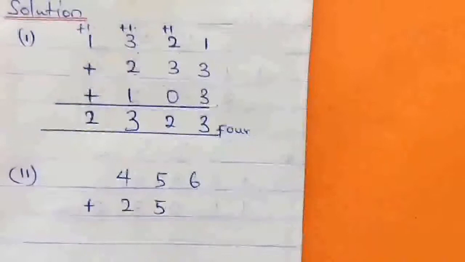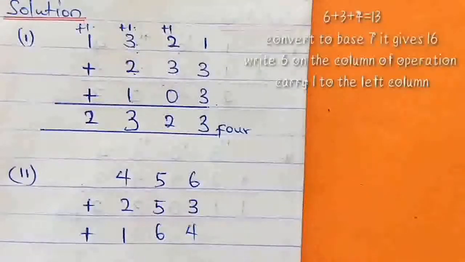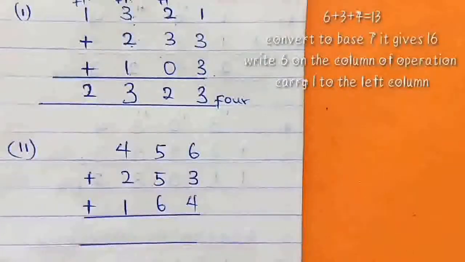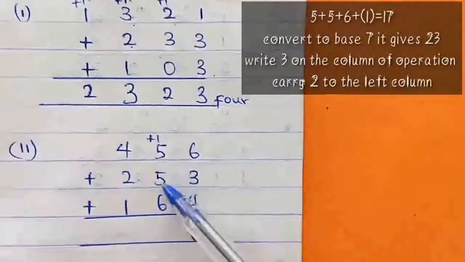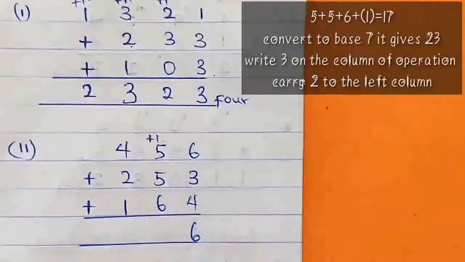4, 5, 6 plus 2, 5, 3 plus 1, 6, 4, all in base 7. Let's go. 6 plus 3 plus 4 will give us 13. And if we convert 13 to base 7, we will have 1 and 6. Therefore, we write 6 at the first column and carry 1 to the other column. 5 plus 5 plus 6 will give us 16, plus 1 will give us 17. Therefore, if we convert this value to base 7, we will have 2, 3. Where we are to write 3 and carry 2 to the other column.